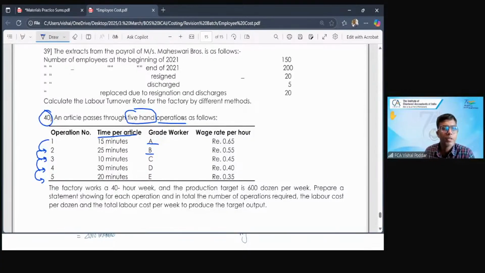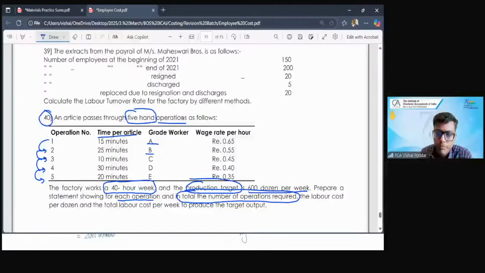The wage rate of the worker is given. Now, the factory is having a 40-hour week schedule. So in a week, it operates 40 hours. Now, this is important. The production target is 600 tons. Prepare a statement showing, very important, pay attention, prepare a statement showing for each operation how many number of, now actually here I believe it should be number of operators.